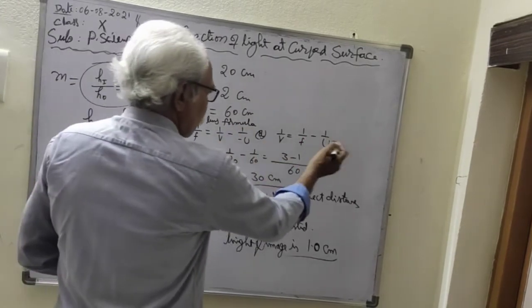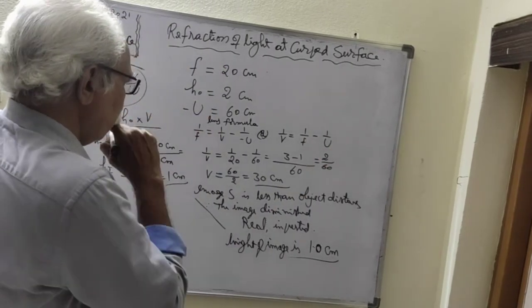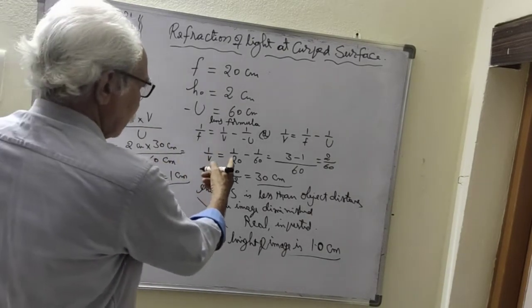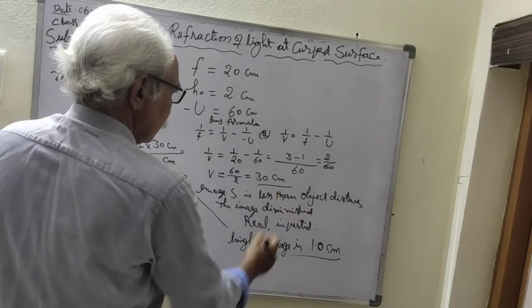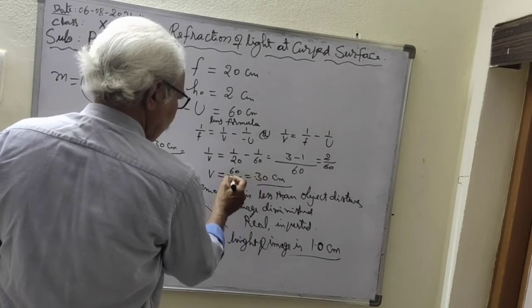We can take this one: 1 by v is 1 by f minus 1 by u. So 1 by v is equal to 1 by 20 minus 1 by 60. Then 3 minus 1 by 60 is 2 by 60. So therefore v is equal to minus 30 centimeters.